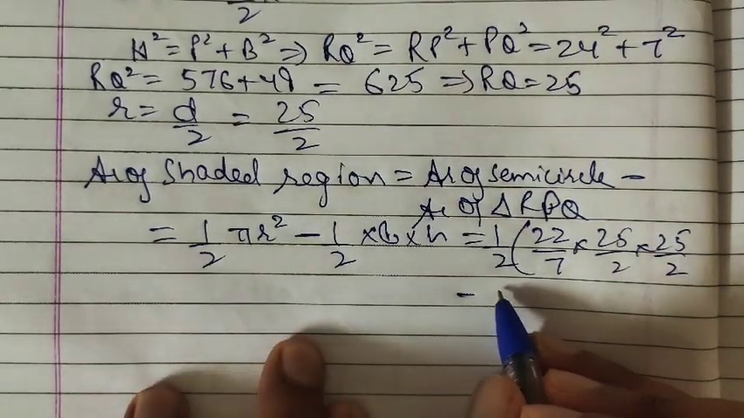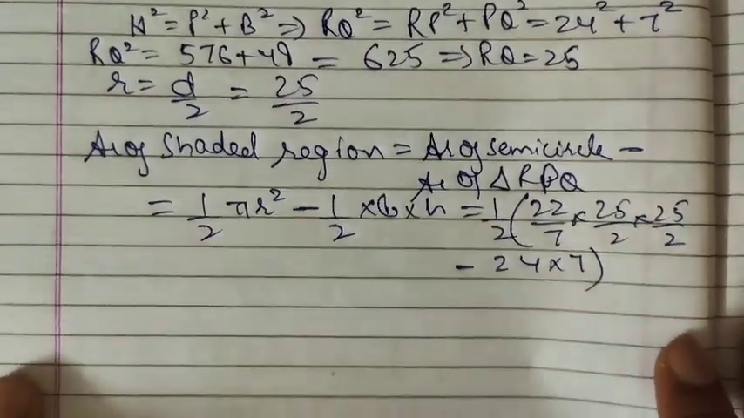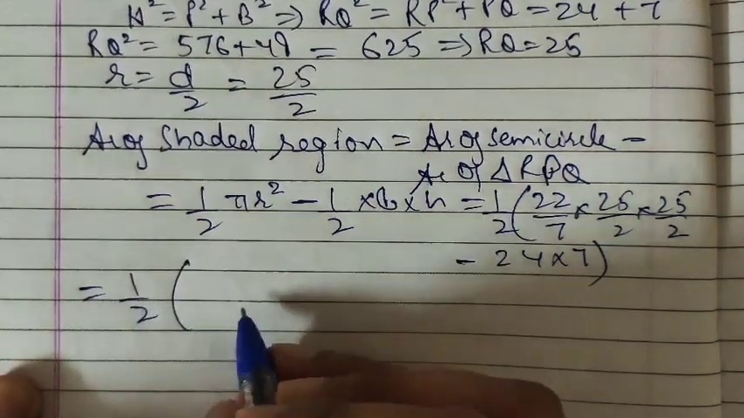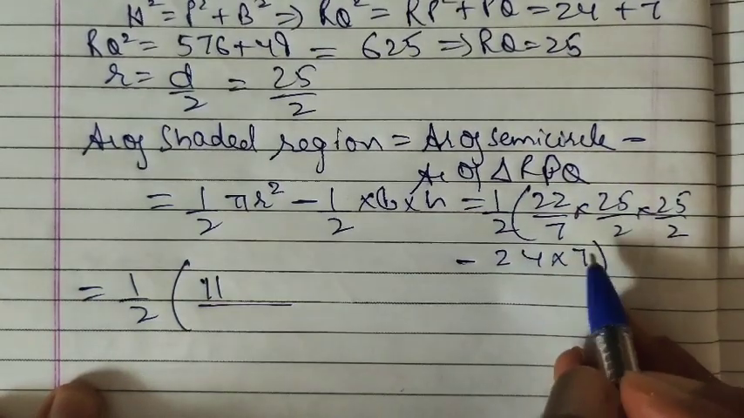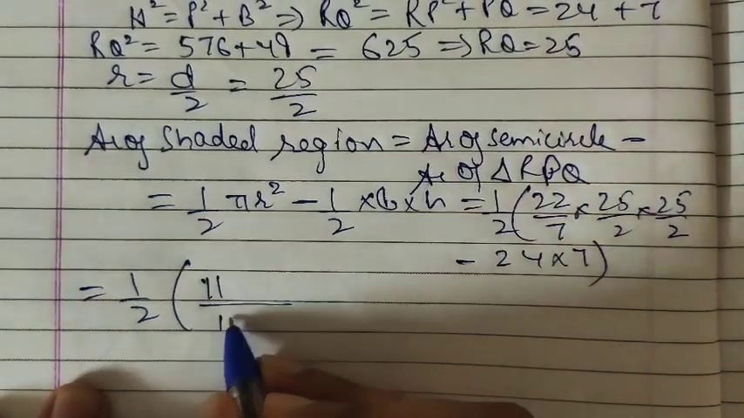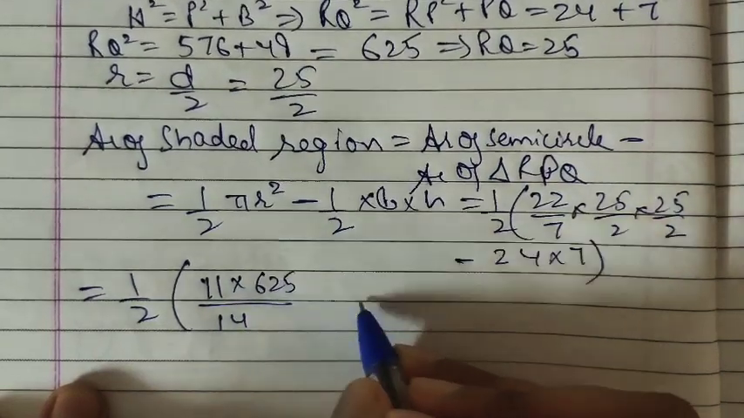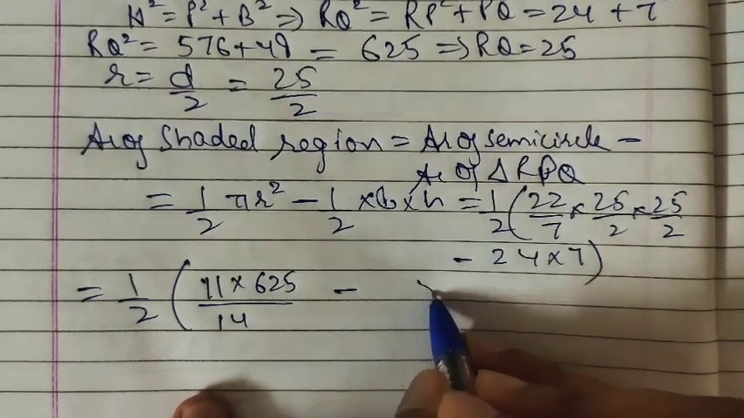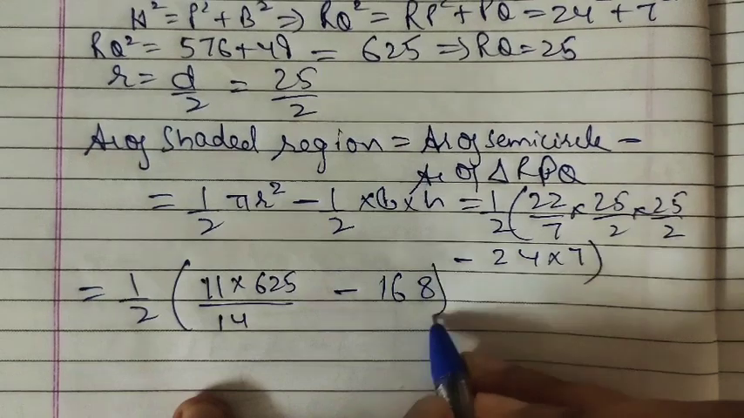Minus base into height. Base is 24, multiply height is 7, right? So applying this, we get half, 22, 11 upon 7 multiplied by 2 is 14. 11 multiplied by 25 multiplied by 25 is 625, minus 24 multiplied by 7, which is 168, right?